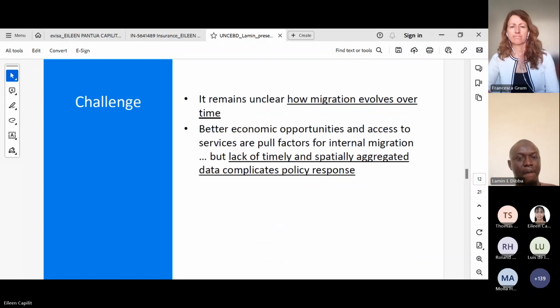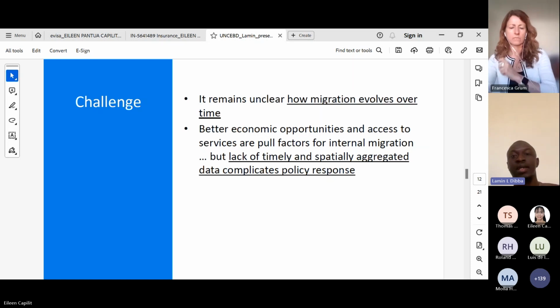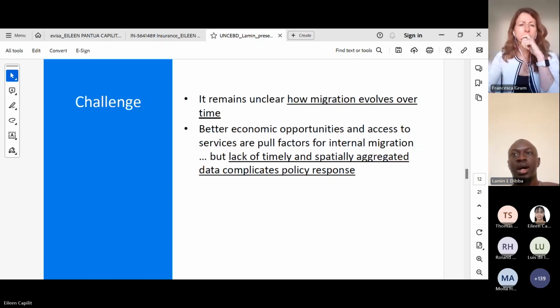Next slide, please. Yeah, of course, we have challenges, and we all know that migration evolves over time, but it still remains unclear how it evolves. And we also know one of the reasons for people to migrate is better economic opportunities. These are pull factors, economic and social opportunities that people want to get access to. However, one problem we have with conventional data sources is their timeliness and the spatial aggregation that we need to adequately respond to some of the questions that will be asked about how and what influences migration. Next slide.